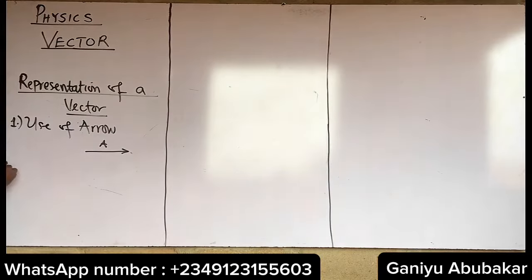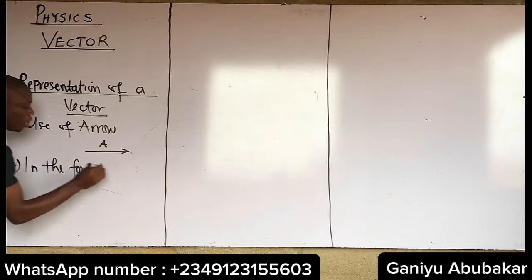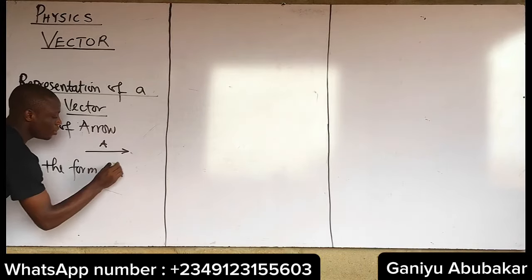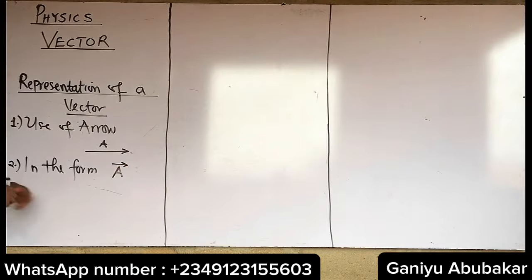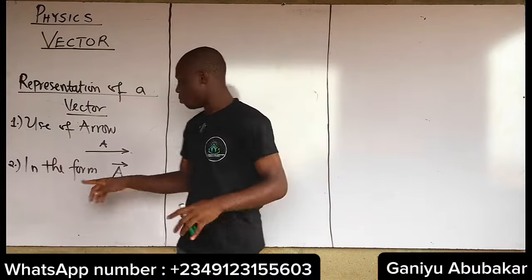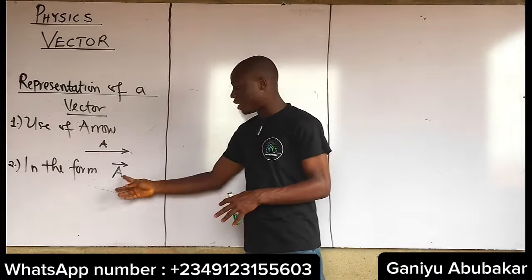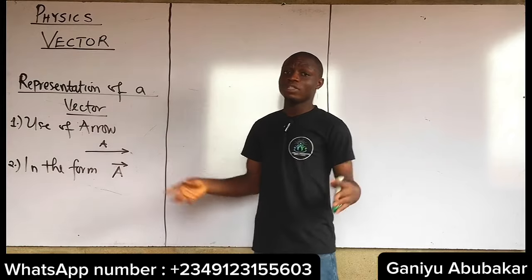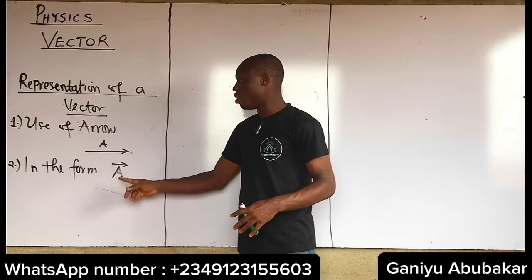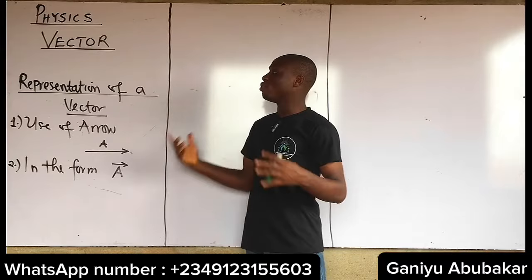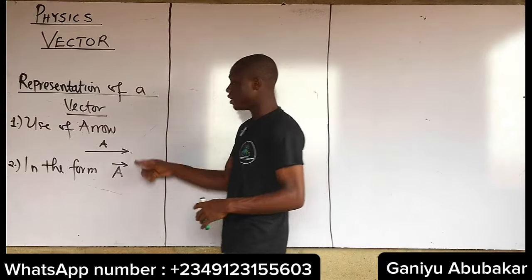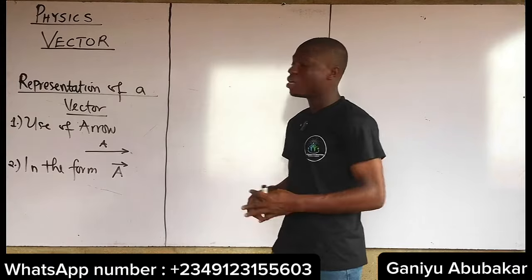Number two way of representing a vector is in the form of something of this nature. This is the second way of representing a vector. So when I see something like this, it means what? Vector A, right? I'm using A. I can use B, I can use C, but I'm using A here. This means vector A. So you can represent a vector using an arrow, as in this case, in this form.